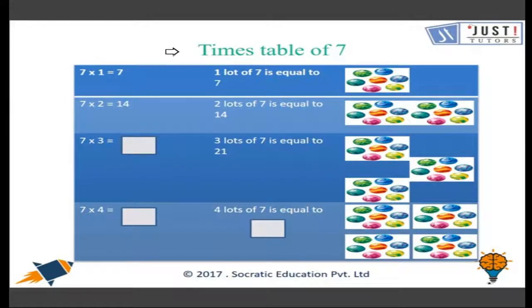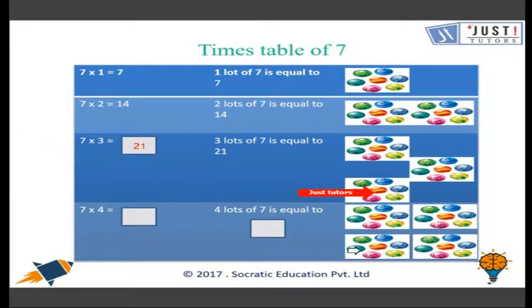Now we will learn about the times table of 7. It will be done with the same technique that we used for the times table of 6. 7 times 1 or 1 lot of 7 is equal to 7. Then 2 lots of 7 will make 14. So 7 times 2 will be 14. 3 lots of 7 will make 21. So 7 times 3 is 21.